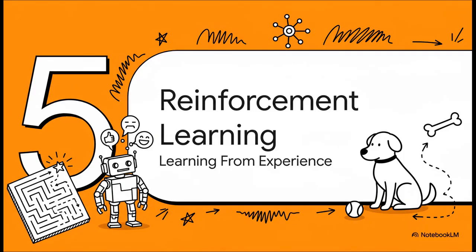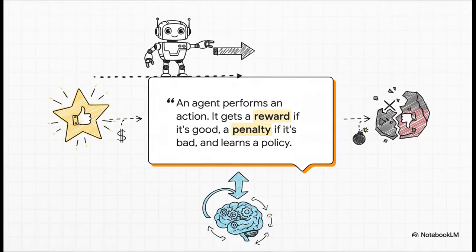All right, on to our third and final type, reinforcement learning. Now, this one is really cool. It's all about learning from trial and error, a lot like how you or I or even an animal learns by interacting with the world. The whole idea is built around a simple feedback loop. You have an agent, that could be a robot or it could be a piece of software. The agent performs an action in its environment.